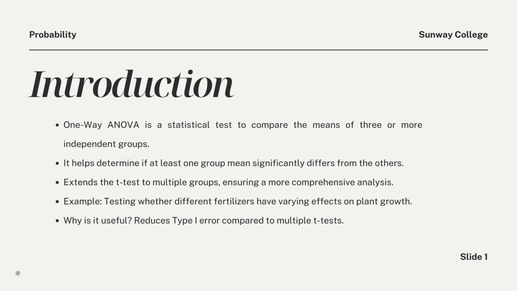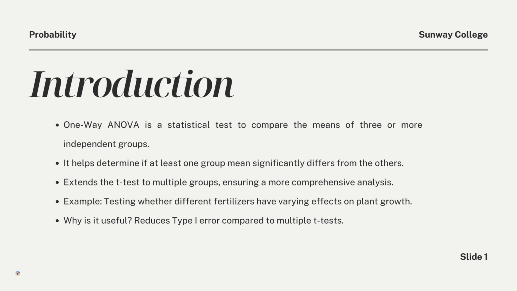Let's start with the introduction. One-Way ANOVA, or Analysis of Variance, is a powerful statistical test used to compare the means of three or more independent groups. The main goal of this test is to determine if at least one of the group means significantly differs from the others. This test extends the two-sample t-test to more than two groups, making it more efficient and reducing the chances of making type I errors, which can occur when performing multiple t-tests.